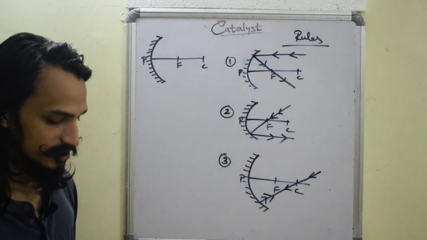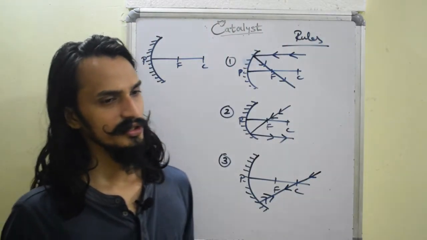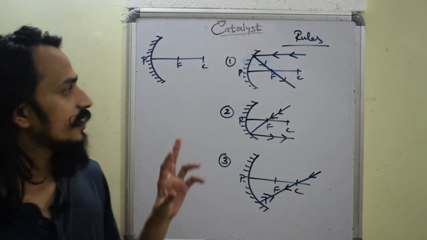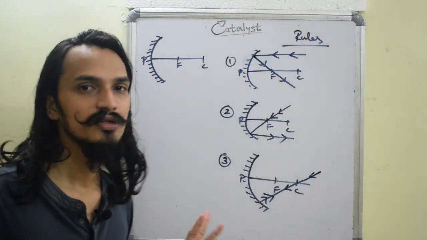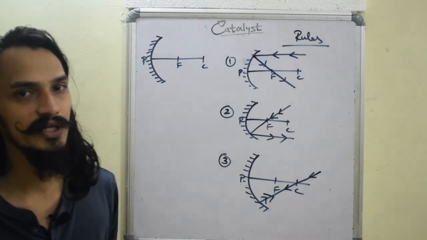Now why this is important is, when we are drawing ray diagrams for concave mirrors, we're going to need to use any two of these rules in combination to get our final diagram.